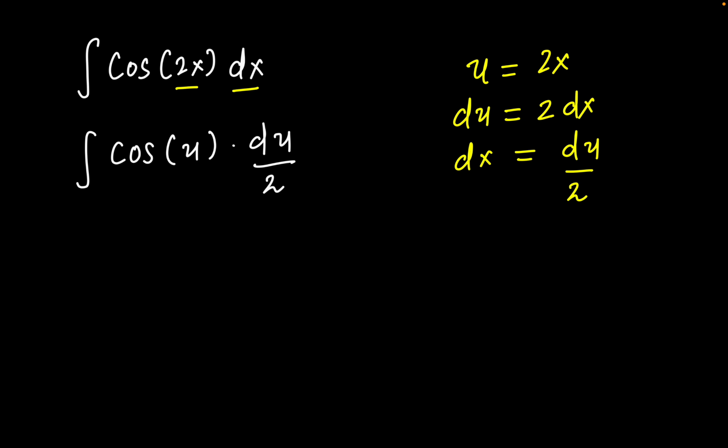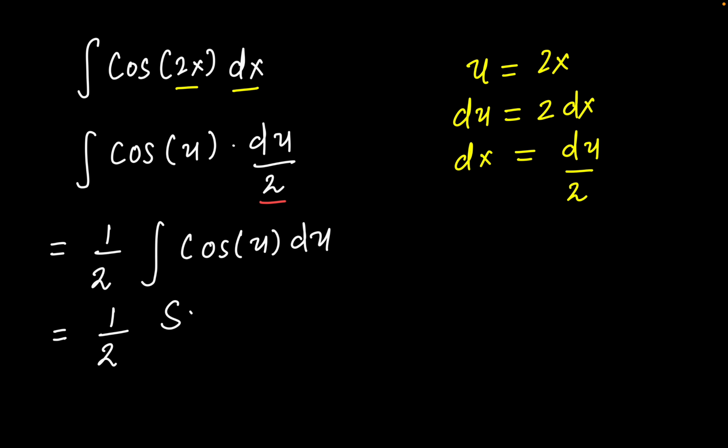In the next step, we will be taking this constant out, which is your 2. So we will be writing it as half of the integral of cosine of u du. Now you need to remember that the antiderivative of cosine is basically sine of u. So you need to either remember it or recall it from memory. So we can write it as half of sine of u plus c, c being an integration constant.